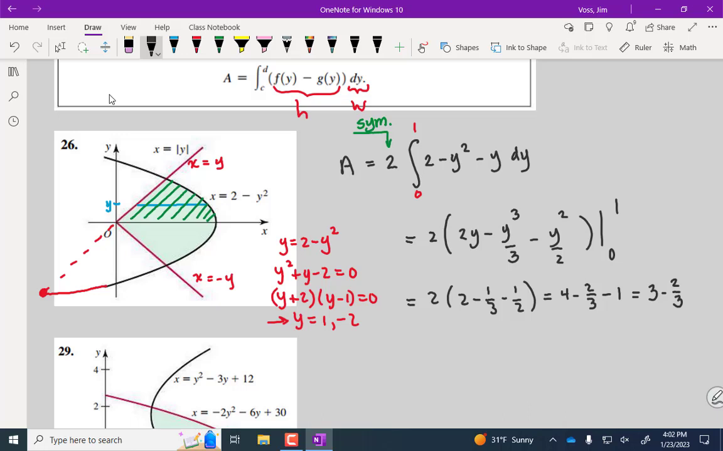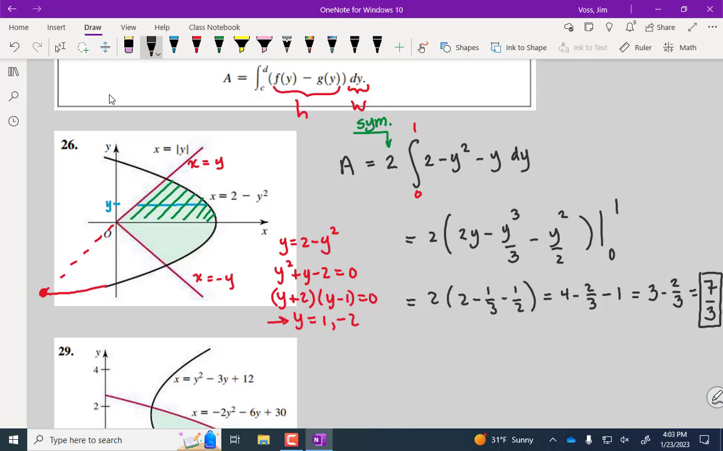Another example of integrating horizontally with a horizontal element. So we will once again draw our horizontal element wherever we so please. We see that the curve on the right is the black curve, and the curve on the left is red. So we're going to do right minus left.